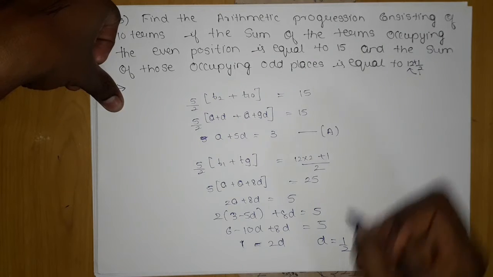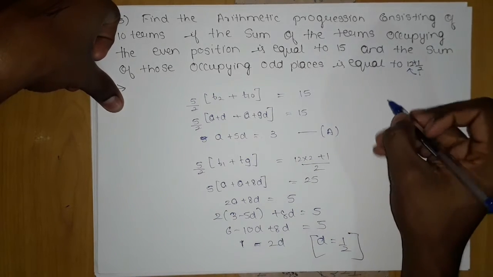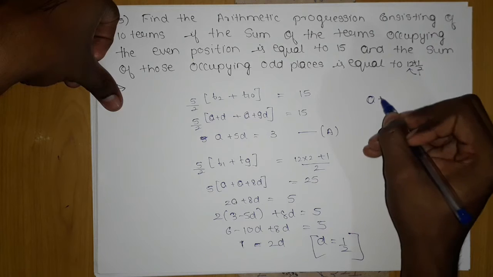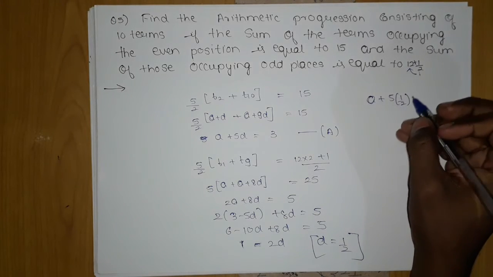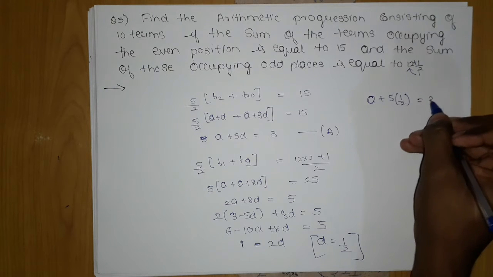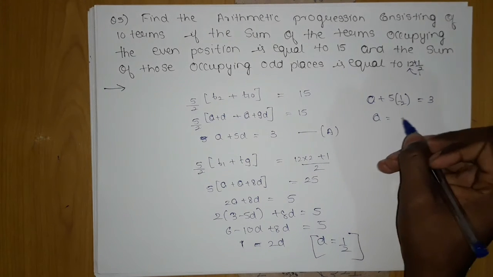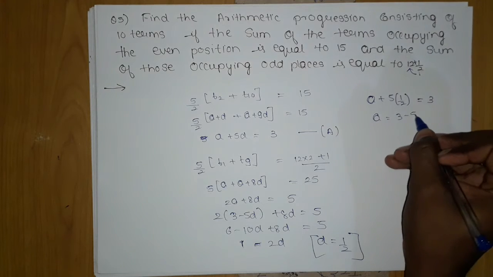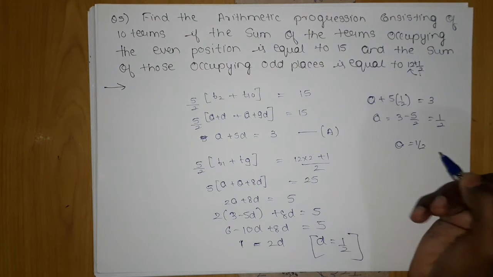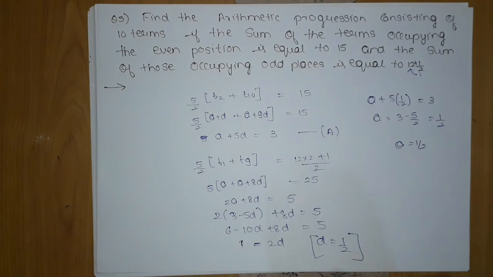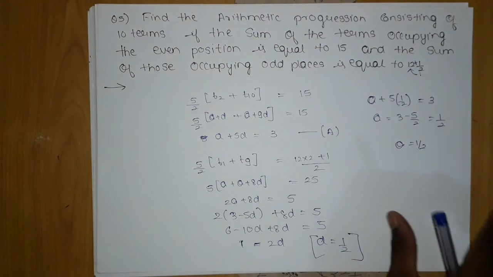Now let's verify for a. We got d equal to 1 by 2. When I put a, this will be 5 into 1 by 2, so a plus 5 by 2 gives me 3. If I move it that side, I have 3 minus 5 by 2, which is nothing but 1 by 2. So a is equal to 1 by 2. Find the arithmetic progression: we got a and d, so we have found the arithmetic progression. A and d are the main things which we want to find in an arithmetic progression. This was nothing but just applying the condition and getting the answer.